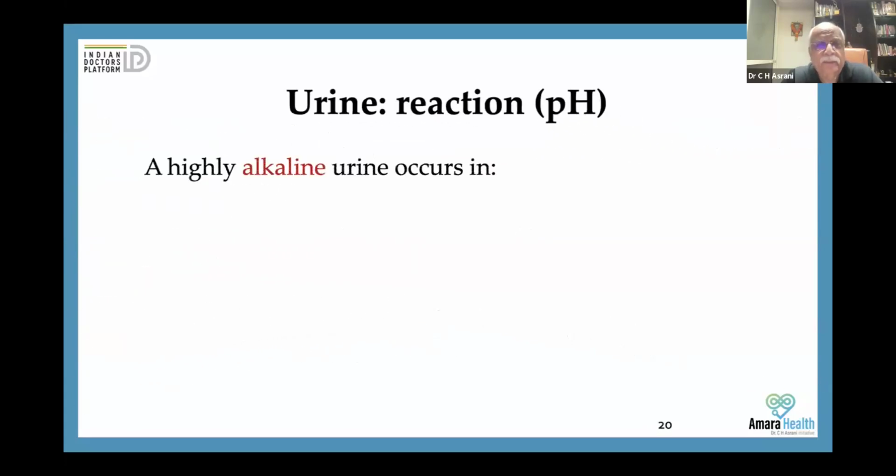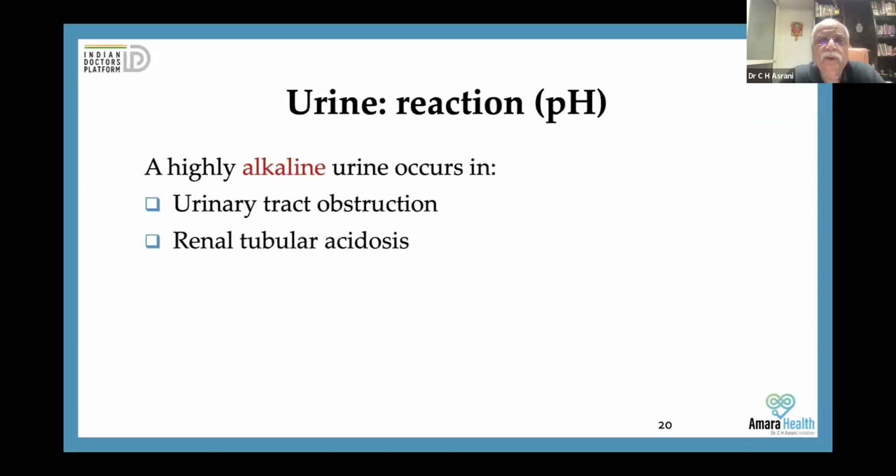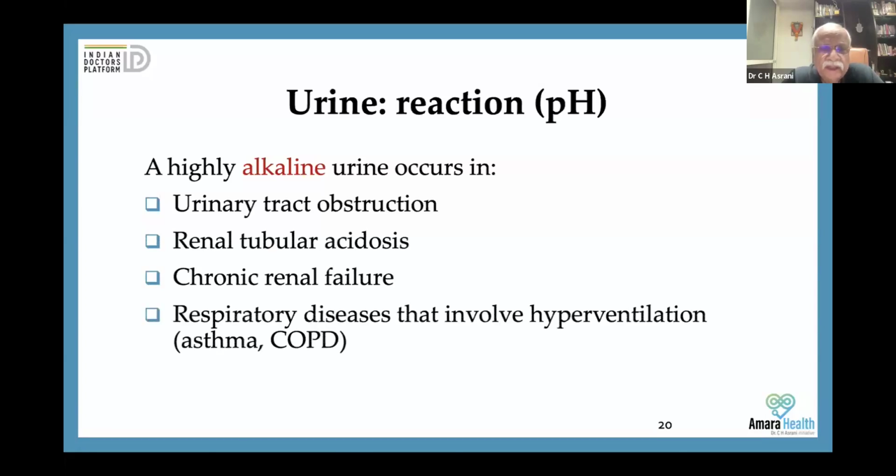Highly alkaline urine, that means pH above 8: obstruction of the flow of urine, either a mass in the bladder or a bladder neck obstruction or a prostate. Renal tubular acidosis, chronic renal failure. CKD patients will have alkaline urine. Respiratory disease that involves hyperventilation. People who are hyperventilating, not maybe acute attacks. And aspirin intoxication, which we don't see very often nowadays.